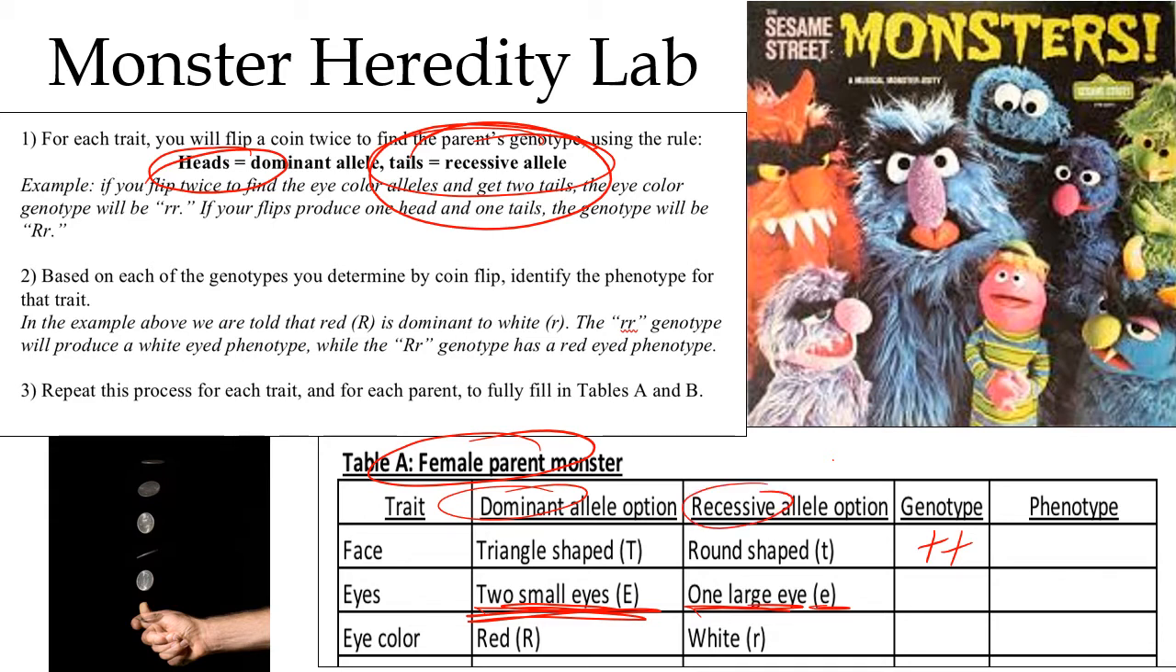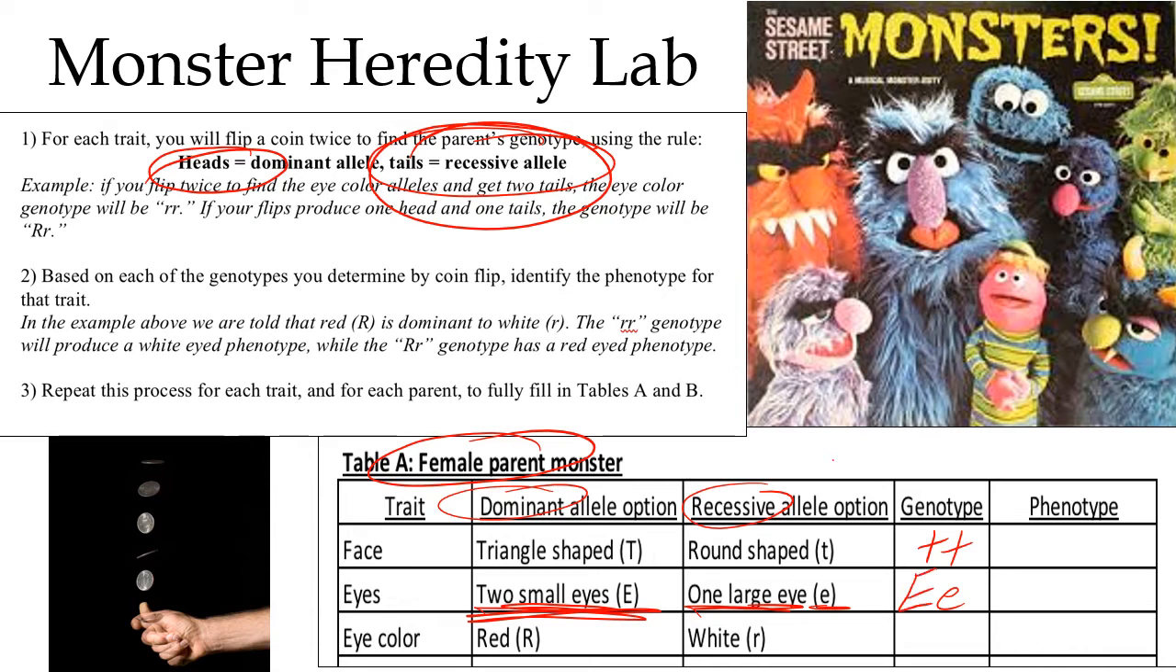You'd flip your coin again. Let's say this time you get another tails. So you'd have 1 little e. And then you don't know what the next one's going to be. You flip it again, and now the coin comes up heads. So that's going to be the dominant bigger allele. So you would then write big E, little e.